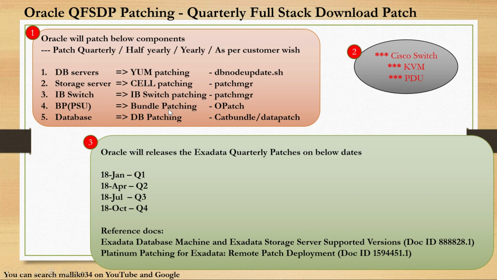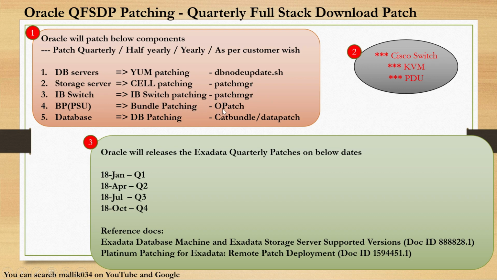So OPatch, the PSU patching in grid home and PSU patching in DB home, we call it bundle patching. And the database patching is nothing but DB patching. DB patching is like the cat bundle or data patch. Okay, so coming to the tools, RPM patching will be done using dbnodeupdate.sh. Cell patching can be done using patchmgr, and IB switch patching can be done using patchmgr again.